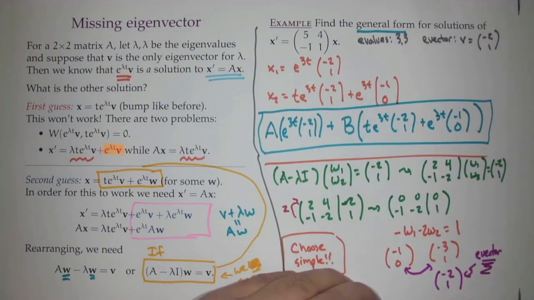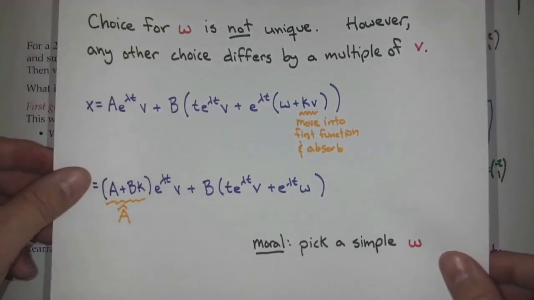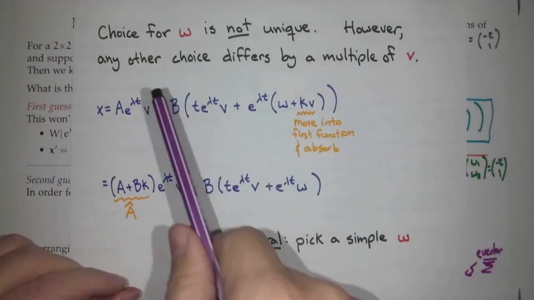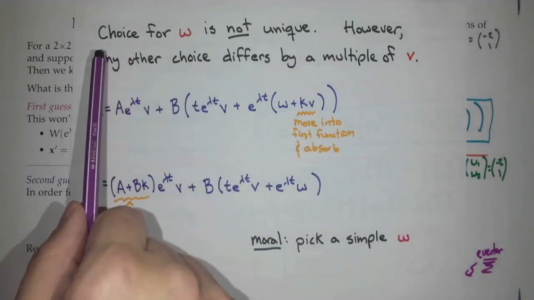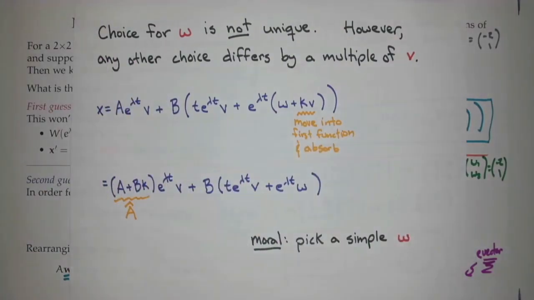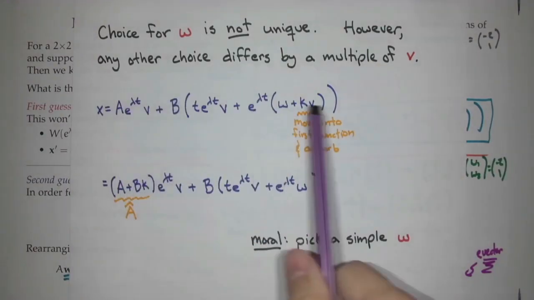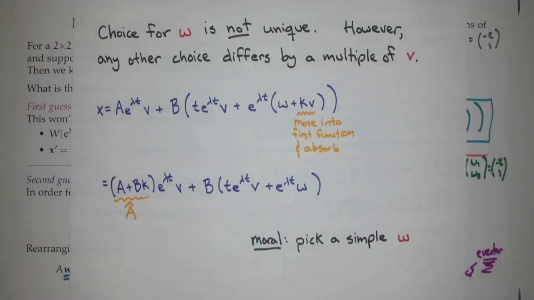So this is our eigenvector. It's like, what? So here is a quick note, and I'm not going to leave this on the screen for very long. I know people like to write things down. But I'll scan it in so you can just copy it later. But it says, look, your choice for W is not unique. However, any other choice differs by a multiple of your eigenvector.